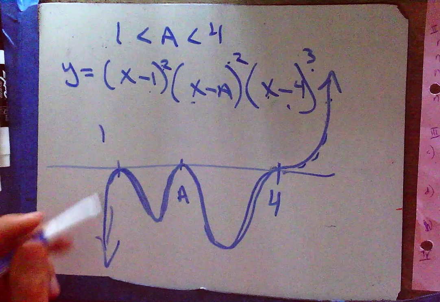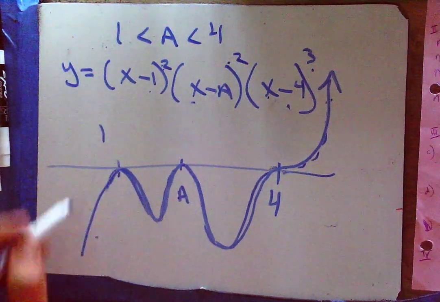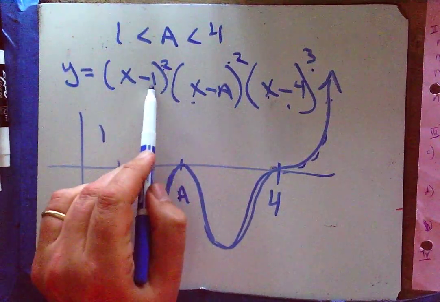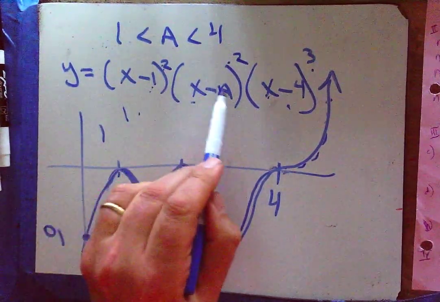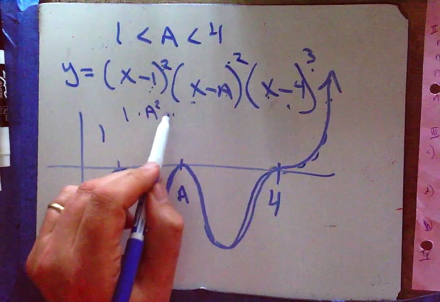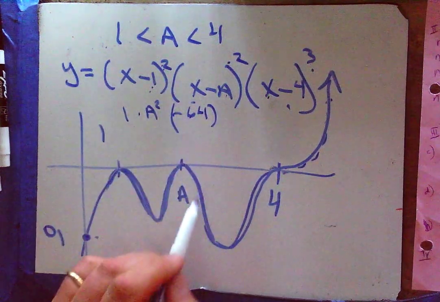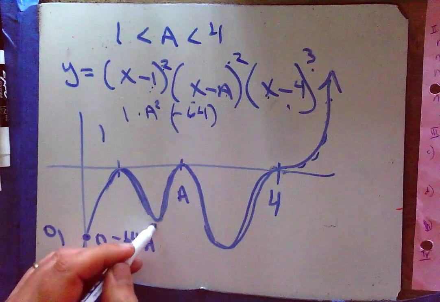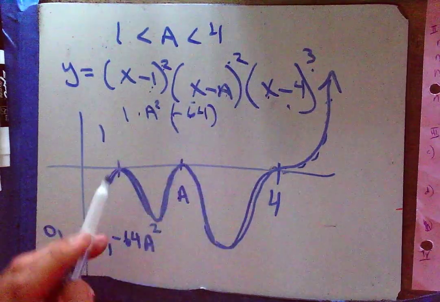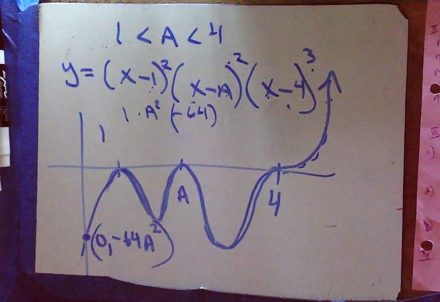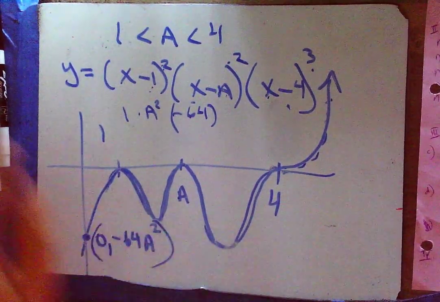Here we go. And don't forget to label the y-intercept again. 0, 1 times negative a is positive a squared times negative 4 to the 3rd is negative 64. So I end up here with 0, negative 64a squared, right? A got squared. And there we are. There's our graph. I would expect something like that, certainly on a pre-calc quiz or test.